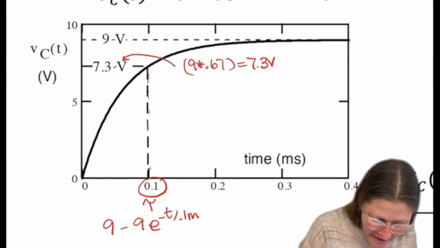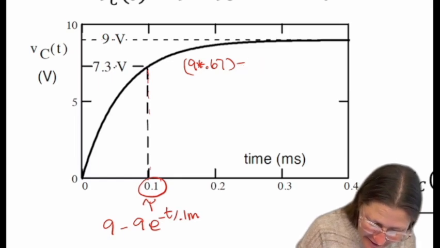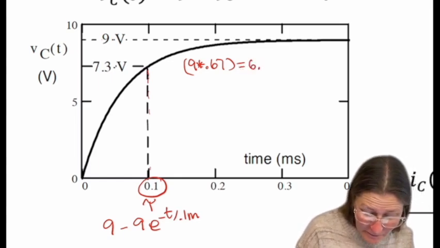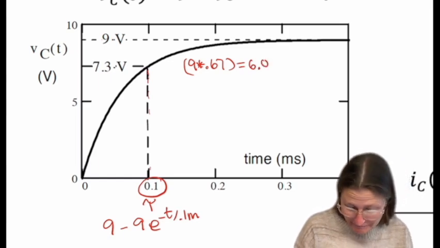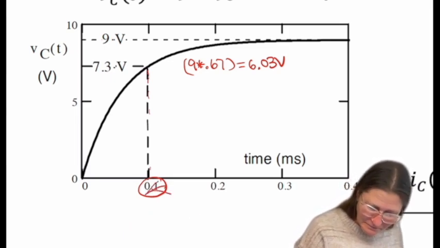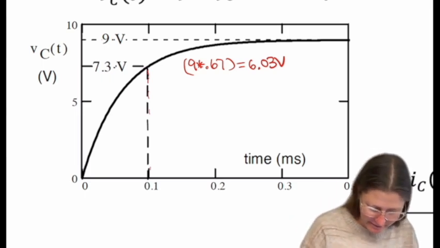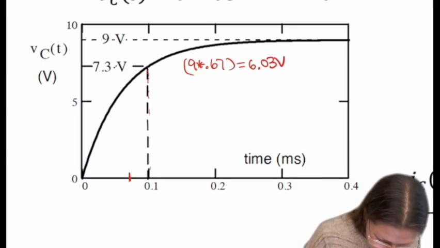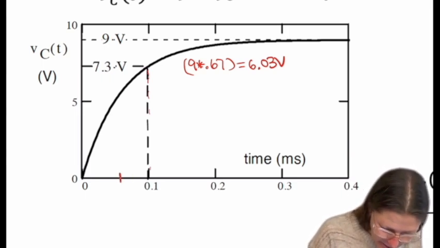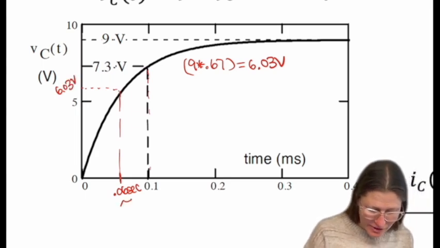Okay, what is it? Oh, it is 6.03. Oh, that's why. Okay, thank you. Say it again, it was 6.03? Yeah, 6.03. Thank you. I was like, this graph doesn't look right. That's why. So that's going to be 0.06. Okay, that makes more sense. So 0.06 here should probably be about right here. 0.06 milliseconds is going to be 6.03 volts. And this is your tau.